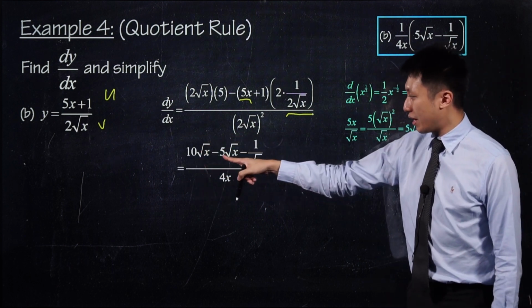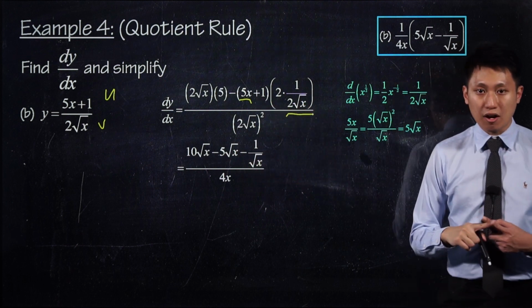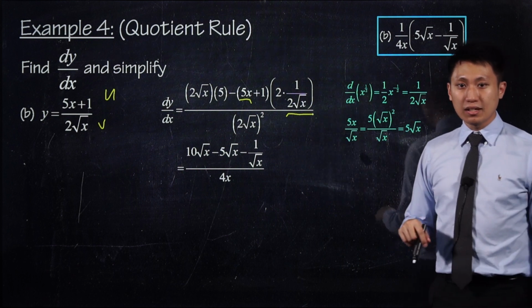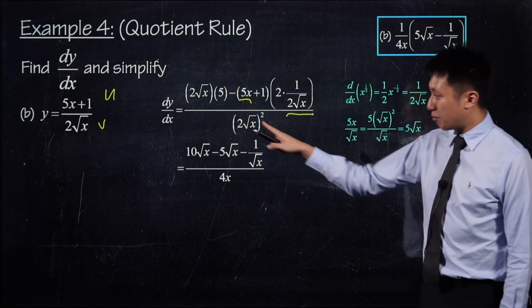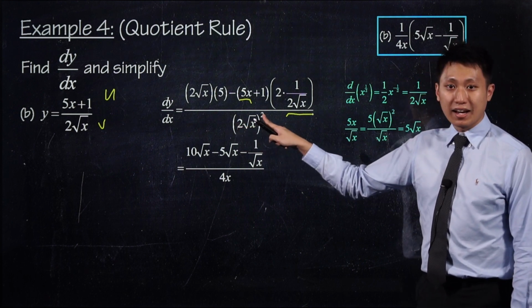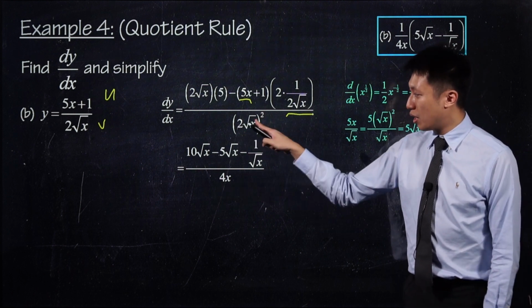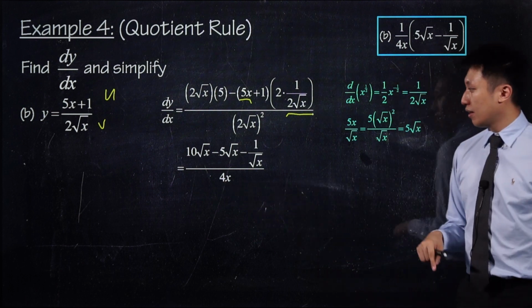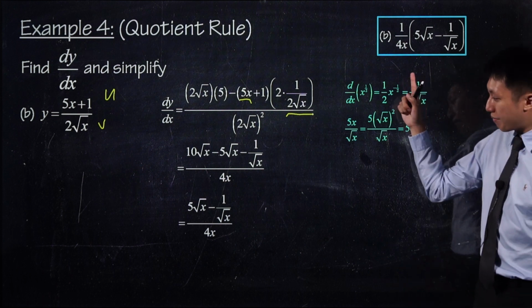In the next line, you get negative 5 square root x, because the square root x and the x will be cancelled off. Then it's left with square root x on top, and then we get the bottom here. This is a squared b squared multiplied together. A squared is 4, b squared is x. So it's 4x.